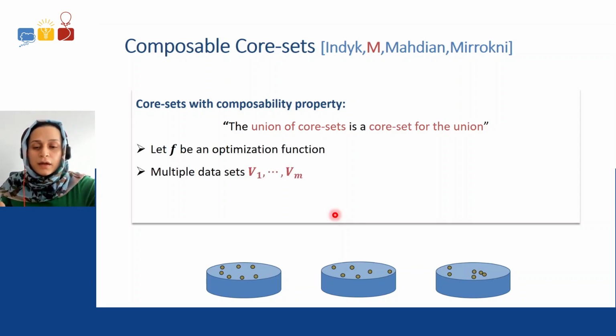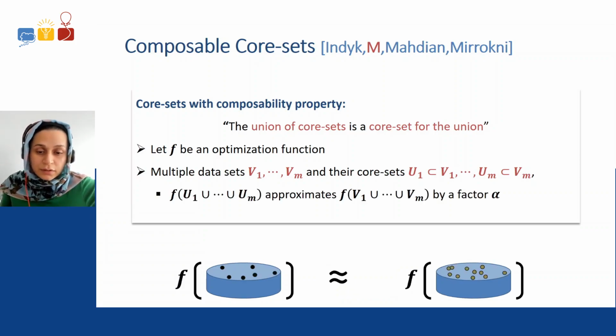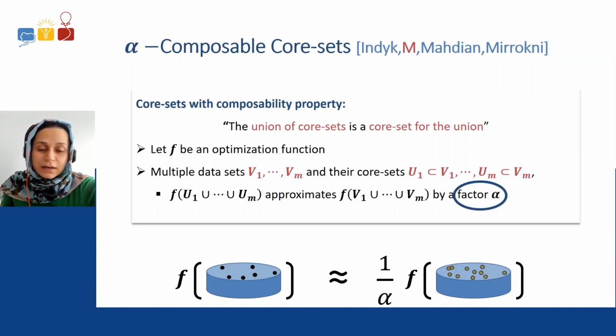Suppose that we have multiple point sets v1, v2 to vm, and we have a function f that we would like to optimize on the union of these data sets. Then we say that subsets u1, u2 to um form composable coresets for these points if the following property holds: if we remove all the points but the ones that are in the coresets and take their union, then the value of the function f over this union approximates the value of f over the union of the original data sets. And if we have this by, let's say, an approximation factor alpha, we say that we have an alpha coreset.